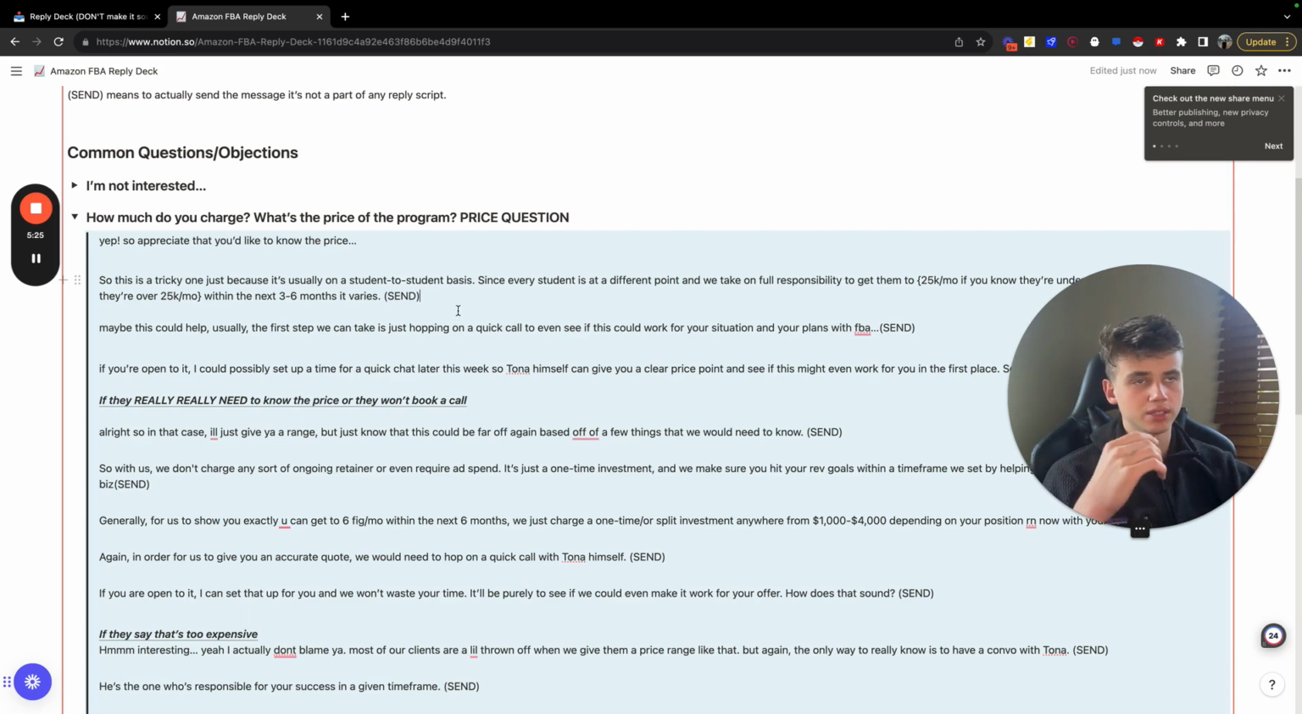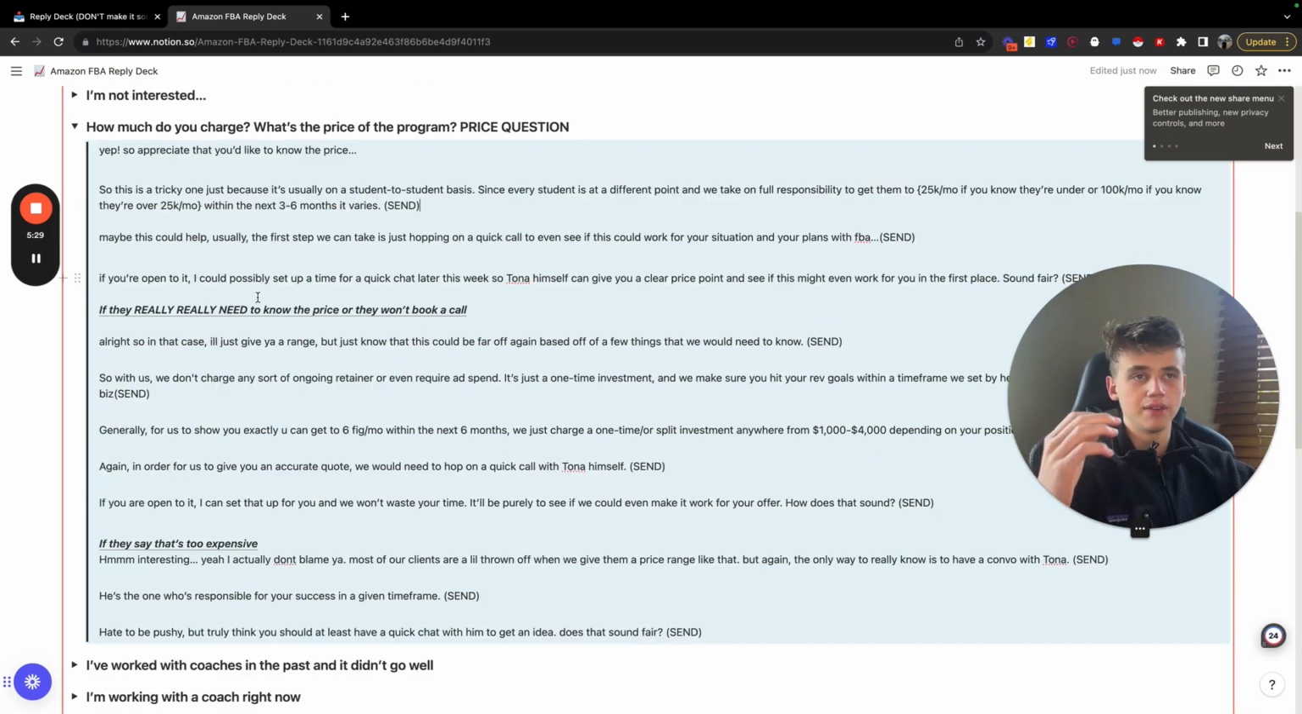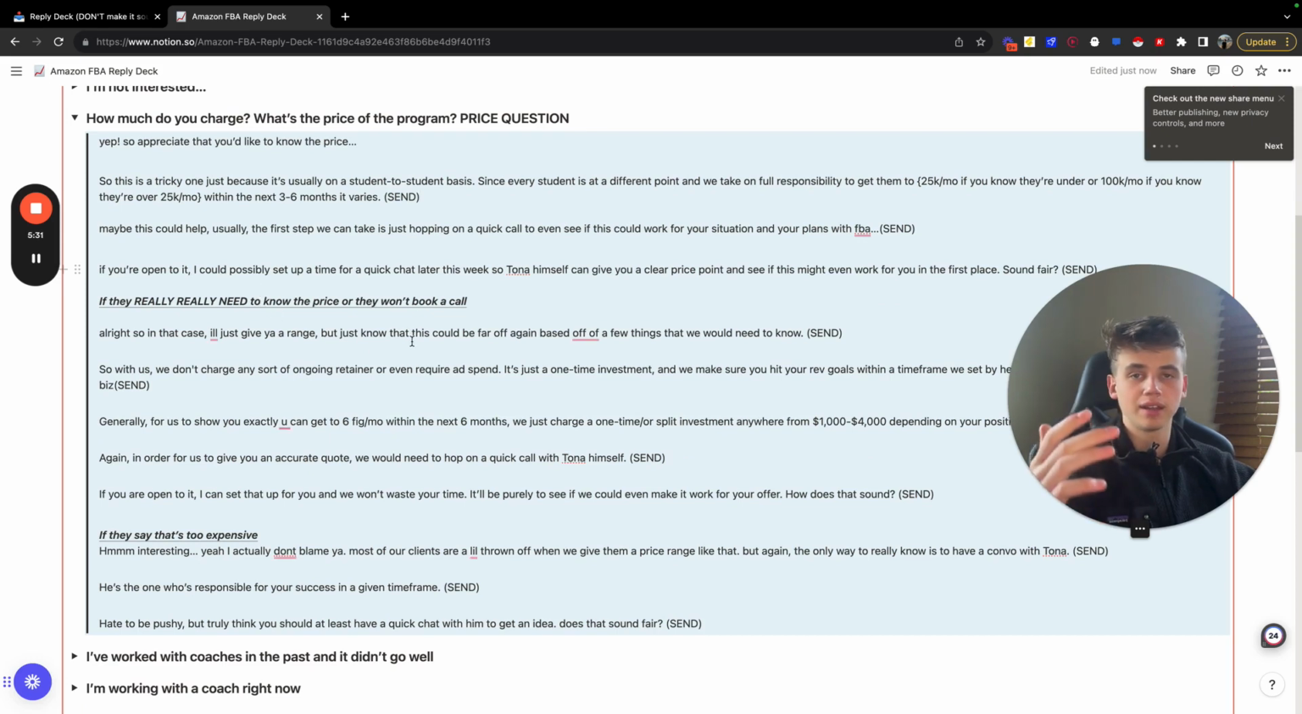So there's a lot of ways to lead from this while not giving away the price. If they really need to know the price, you can give them a range of a number. That is really what you should do. I would say never actually give them the exact amount in chat. If they're really pushing your buttons to give them some number, give them a range.